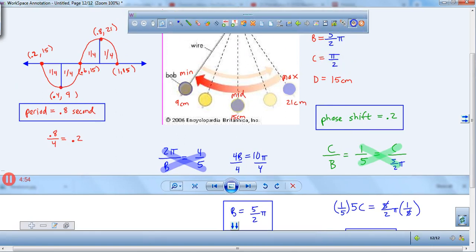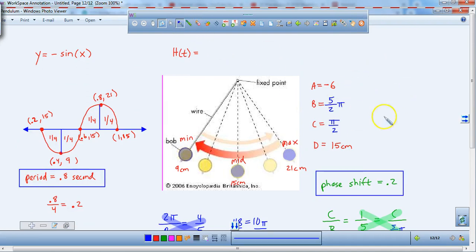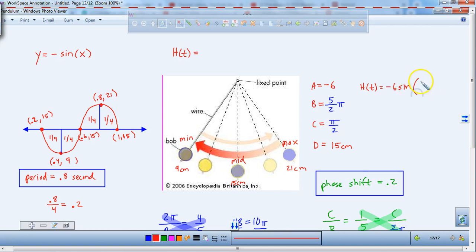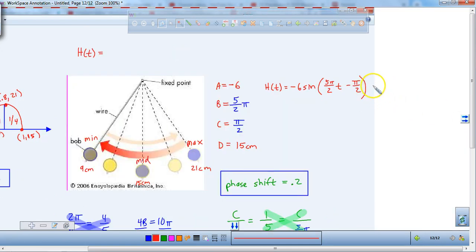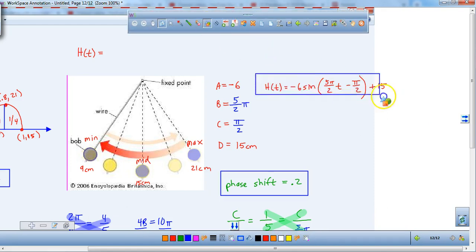All right, so I'm going to write our final equation right over here. I'm going to say h of t equals -6 sine, open parentheses, then I'm going to put 5 pi/2, put the letter t right there, minus pi/2, close parentheses, plus 15. And that is my equation.